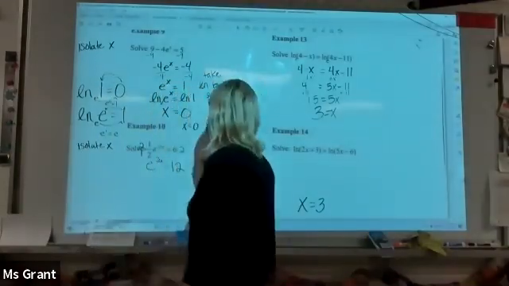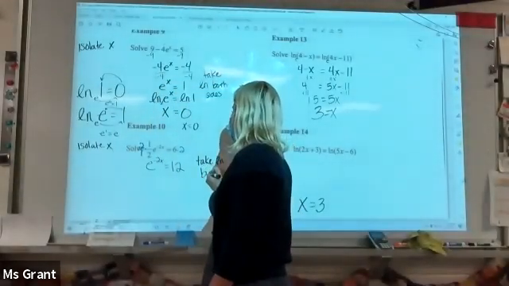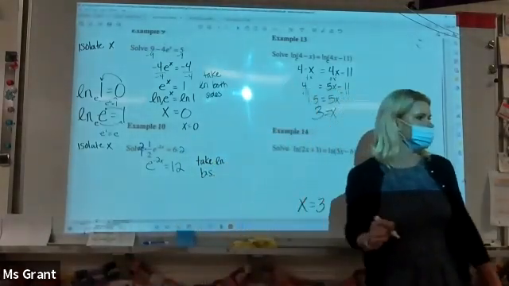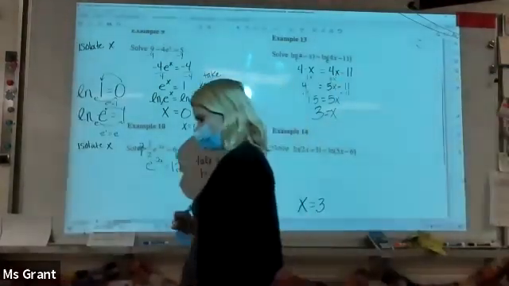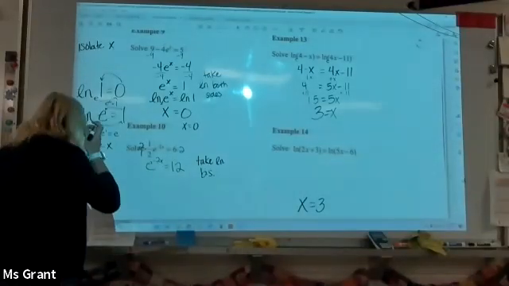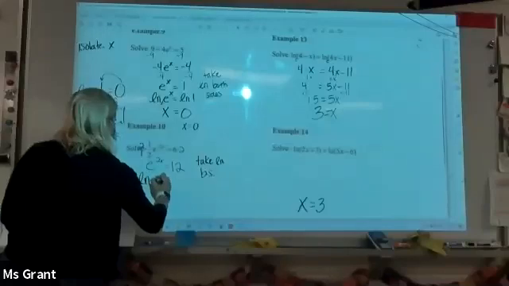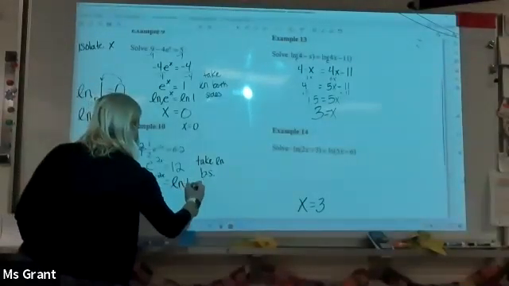Next, still, I'm trying to isolate the x, which means get rid of the 1/2. Take the natural log of both sides. And here's what I got. Natural log of e to the negative 2x power equals the natural log of 12.